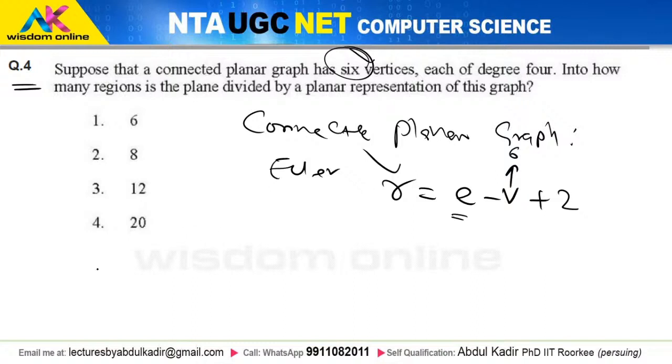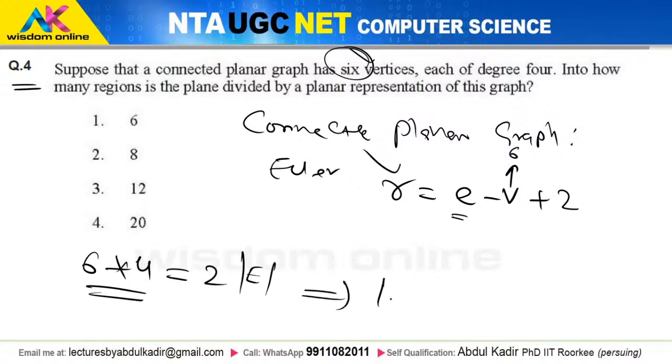The handshaking lemma says that the summation of all degrees, what is the summation of all degrees? There are 6 vertices, each of degree 4. So this is the summation of all degrees. This will be equal to twice the number of edges. So from here the number of edges will be 12. So this will be your number of edges.